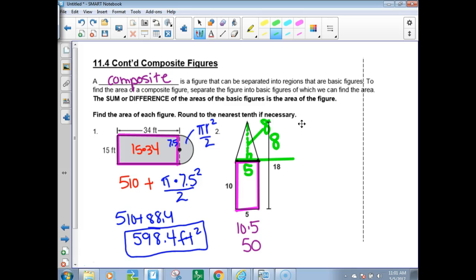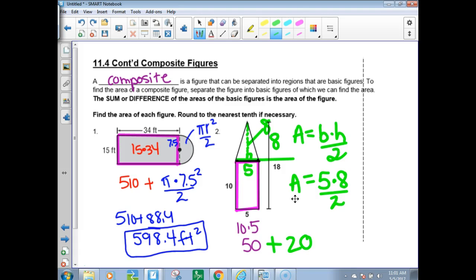All right, area of a triangle: base times height divided by 2. We've got a base of 5, a height of 8, and we're going to cut that in half. So 40 divided by 2 is 20. So I'm going to take 50 plus 20. My total area for this figure, yes, Michael, 70 square units. Thanks for saying the square units, because we didn't have a label on there. We'll just say whatever the units are, squared.